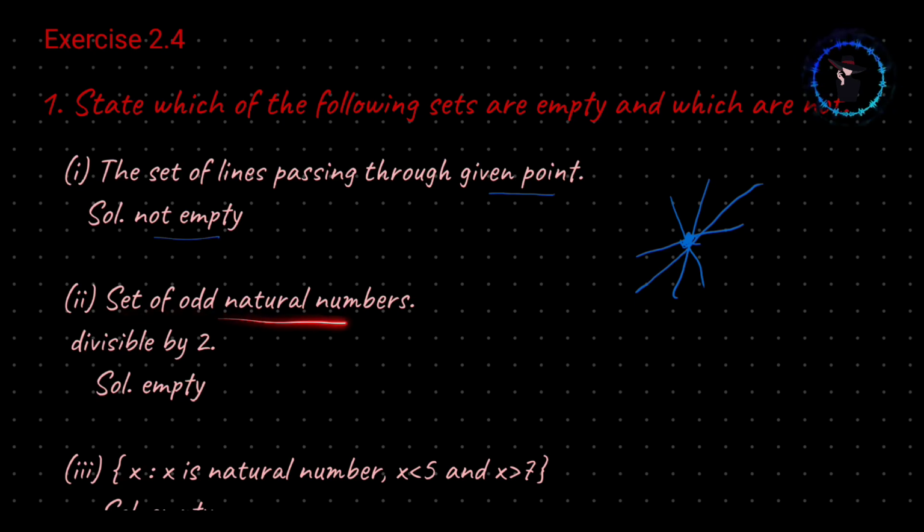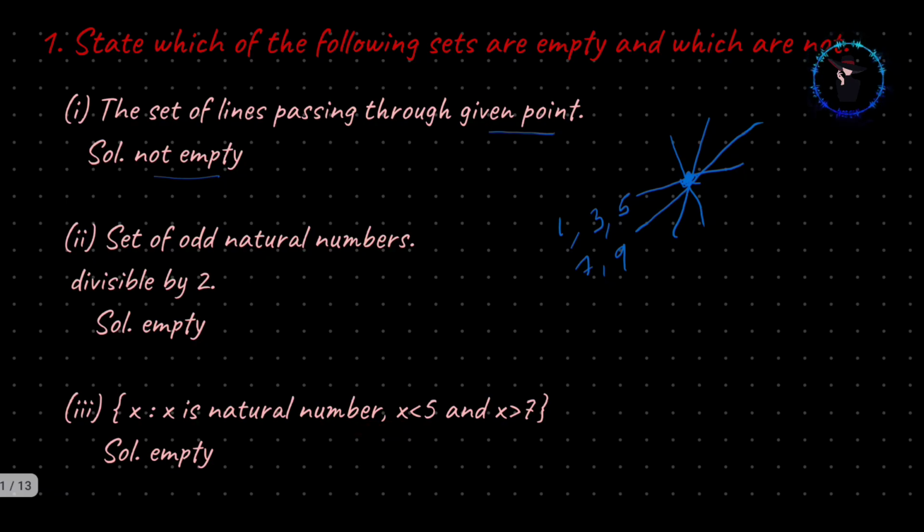Next is the set of odd natural numbers divisible by 2. Just by the question you can understand. What are odd natural numbers? Those are 1, 3, 5, 7, 9. Can these be divisible by 2? No, of course not. 2 is an even number, so it is an empty set. There are no odd numbers that can be divisible by 2.